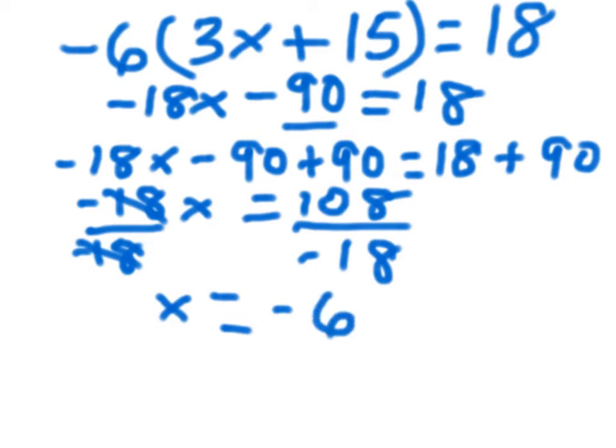Try it out in the problem up on top. Well, let's see. 3 times negative 6 is negative 18 plus 15 gives me negative 3. Negative 3 times a negative 6 gives me a positive 18. The answer works. All right.